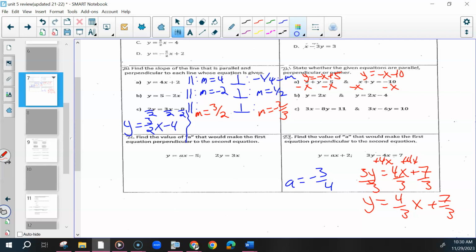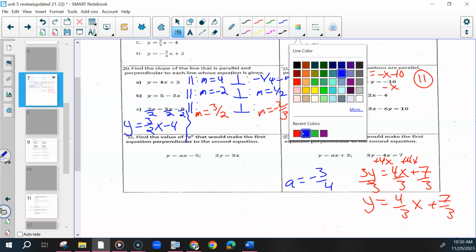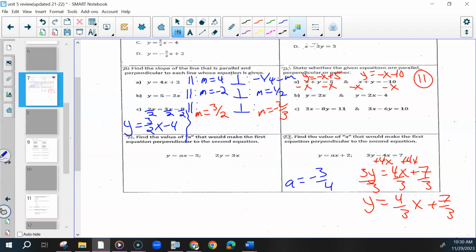Parallel. How do we know they're parallel? Because the slopes are the same and they have different y-intercepts. Okay. For B, they're already in slope-intercept form, so we don't have to solve it. Are those parallel, perpendicular, or neither? Parallel for the same reason, same slope, different y-intercepts.